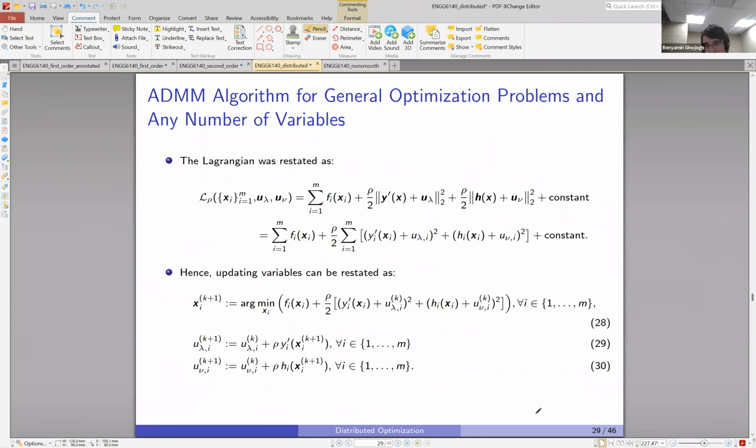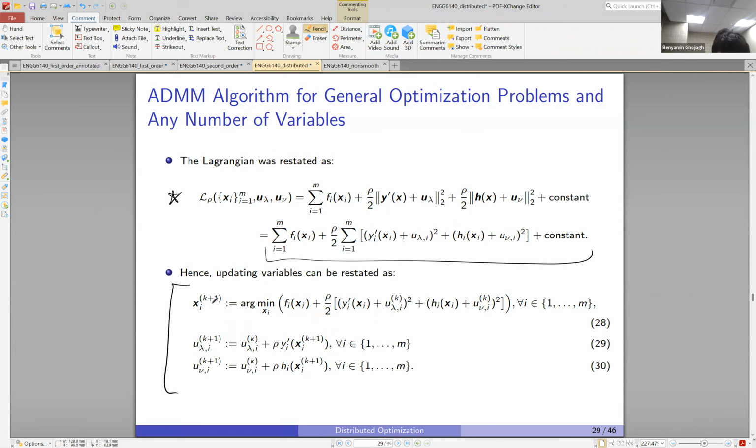It's almost done, this session. Let me finish this slide. This is the last slide in this session. So, the ADMM algorithm. Okay, what did we say? So this was the augmented Lagrangian. We came up to this point. I'm repeating it here. Hence, updating variables can be stated as this.